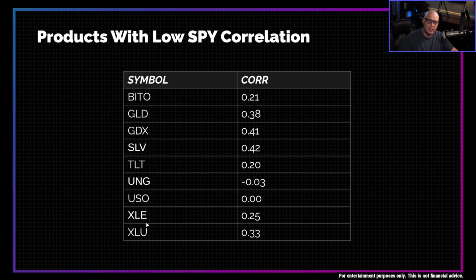XLE, which is an energy ETF. So this is a collection of energy related stocks. 0.25. And the reason these stocks don't really follow along with the broader stock market is because these energy related stocks really are tied heavily to oil futures and natural gas futures. So that's why the XLE ETF has a really low correlation. It's pretty much non-correlated to the market. XLU, which is the utility sector ETF, is a similar story, 0.33. It's not really correlated to SPY.